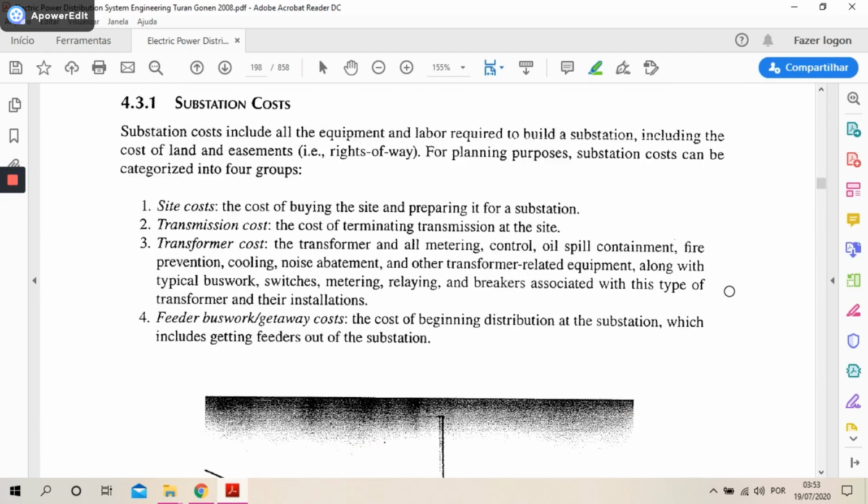Now we are going to speak about substation costs. Substation costs include all the equipment and labor required to build a substation, including the cost of land and easements, rights of way. For planning purposes, substation costs can be categorized into 4 groups.